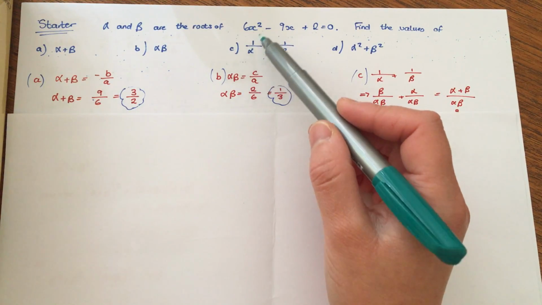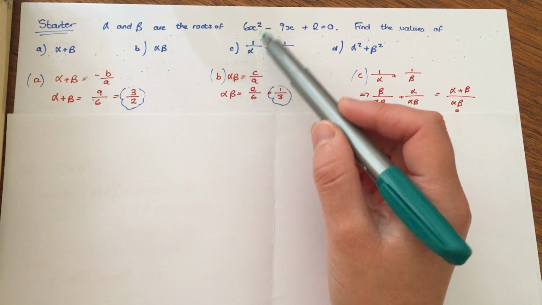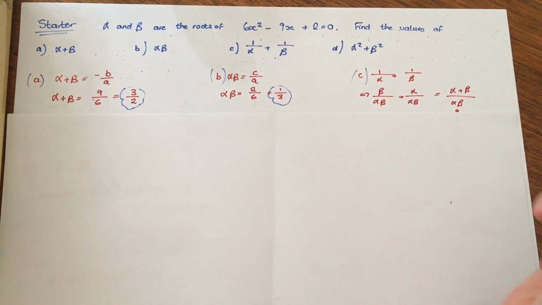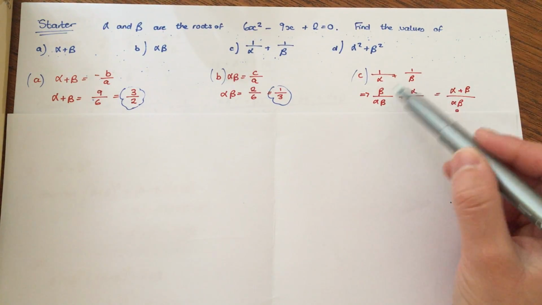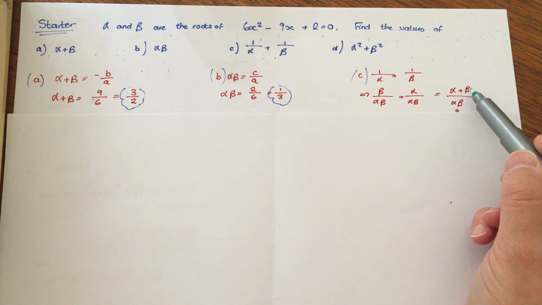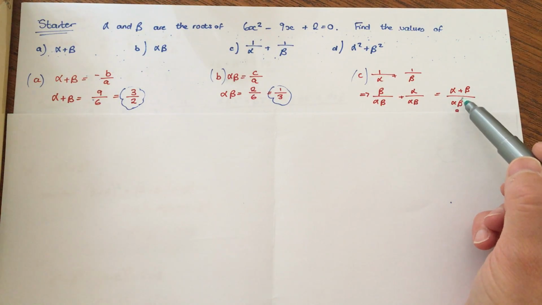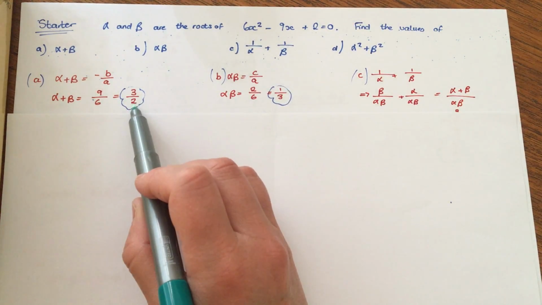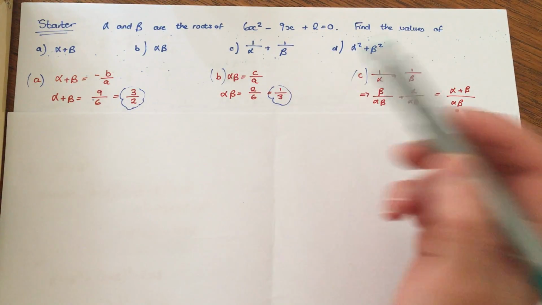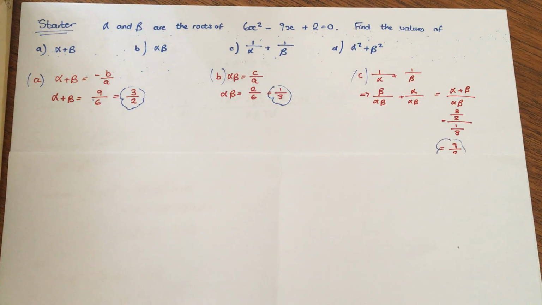So if we cross multiply this by beta over beta and this by alpha over alpha, we end up with this, which is alpha plus beta over alpha beta, which we know because alpha plus beta is 3 over 2 and alpha beta is a third. So you can then finish that one off, end up with 9 over 2.